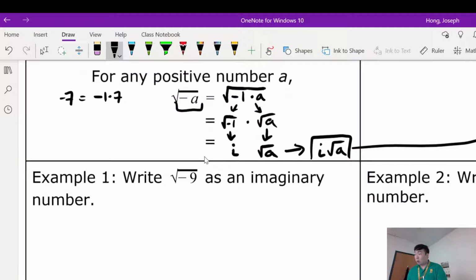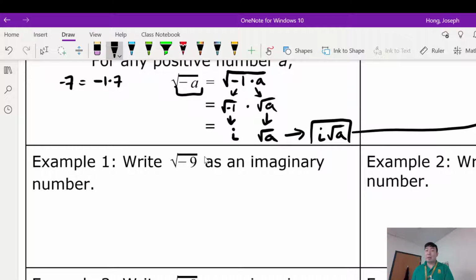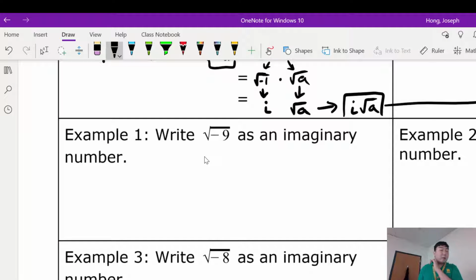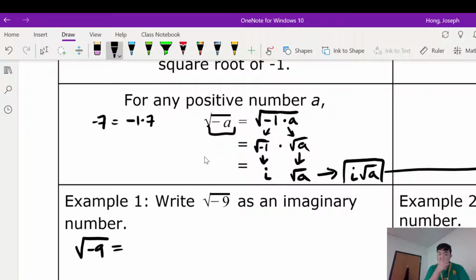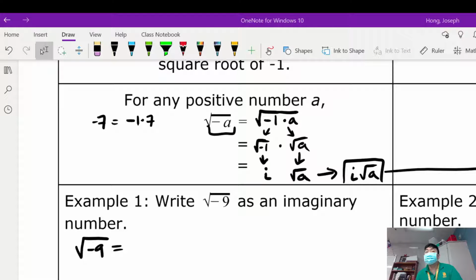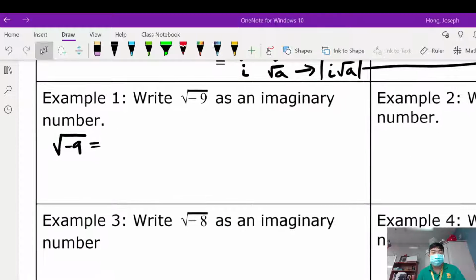So knowing that, let me do an example for you. For example 1, write the square root of -9 as an imaginary number. So what that really means is, okay, we can split this up into pieces. So the square root of -9 is equal to, kind of like how I had the square root of negative a. Oh, hold on, just a moment. Okay, so when we take the square root of -9, we're going to have to first take out. Well, hold on.